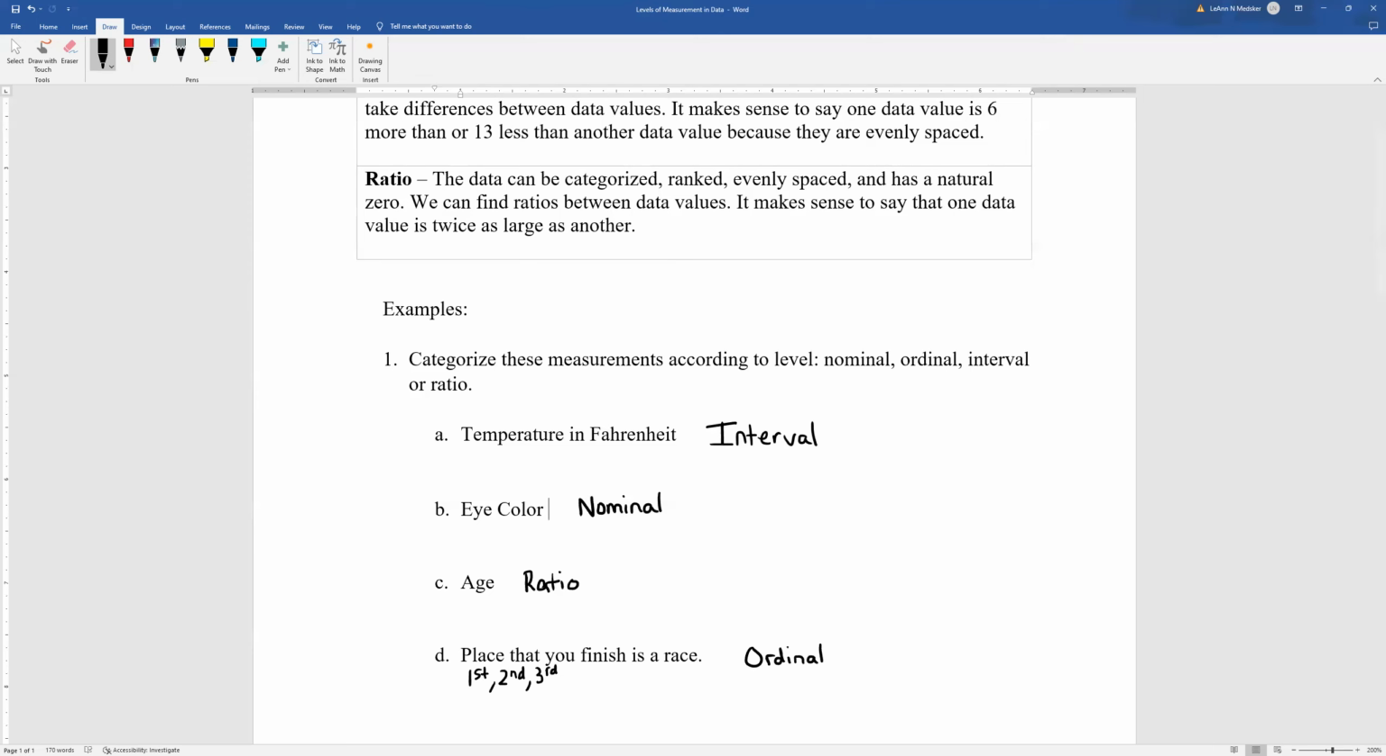A good rule of thumb is that if you don't have that evenly spaced ranking, then you're going to be ordinal. If you do have that evenly spaced, meaning the difference between one to the next is the same kind of measurement system we use as we jump from each one to the next, then you can use the interval setup.